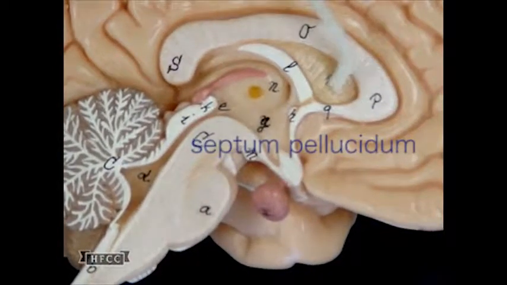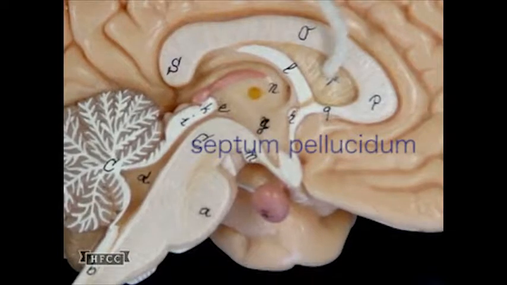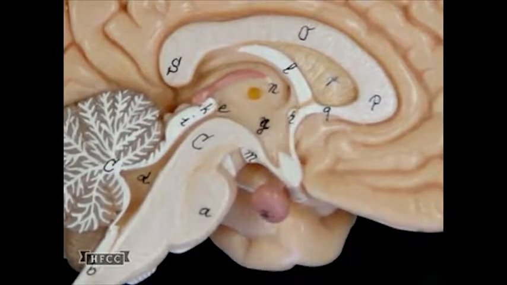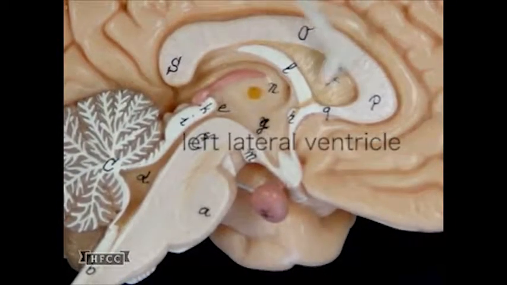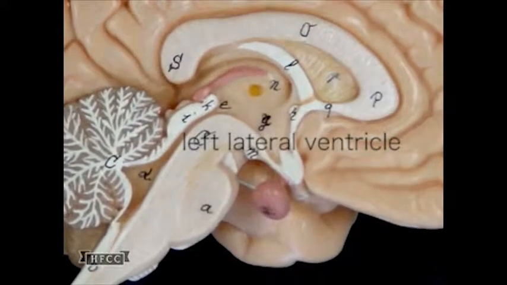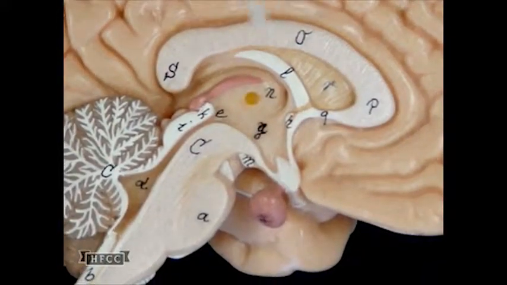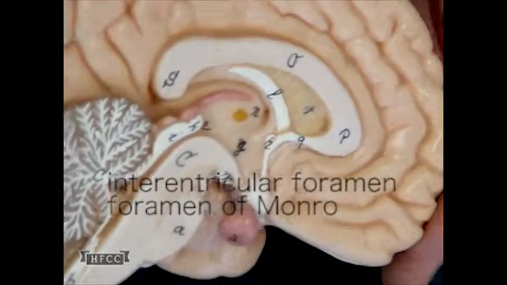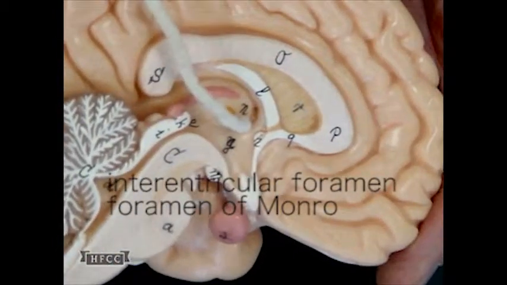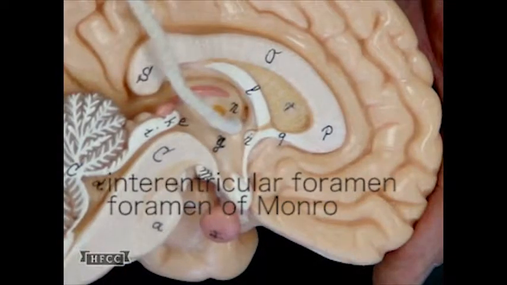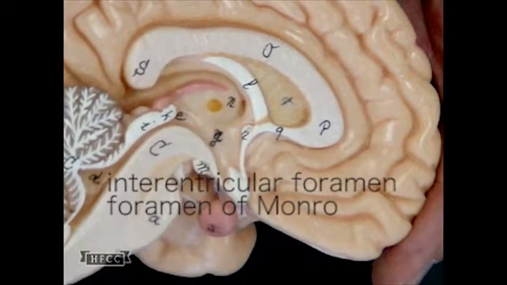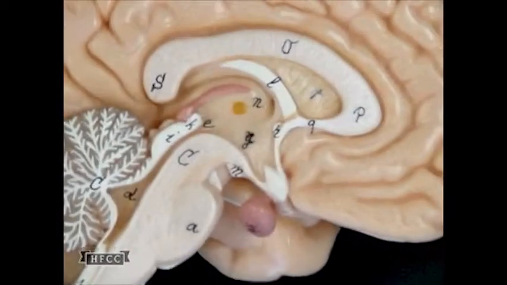This is the septum pellucidum, a very thin tissue. In back of it there is the left lateral ventricle, which cannot be seen in this model. Now taking a look at the little hole there that drains the left lateral ventricle, that's called the interventricular foramen, or the foramen of Monroe.